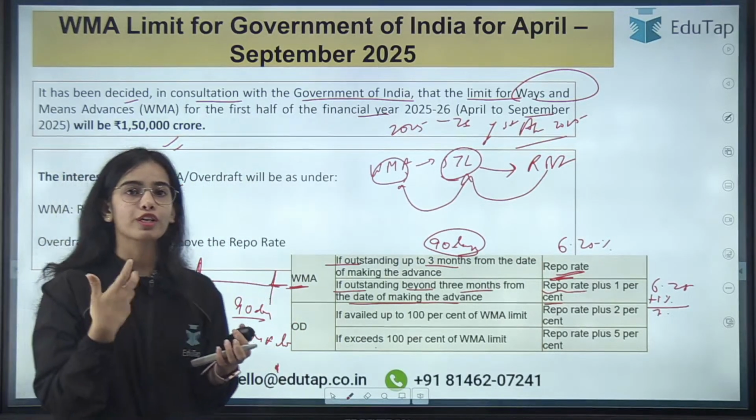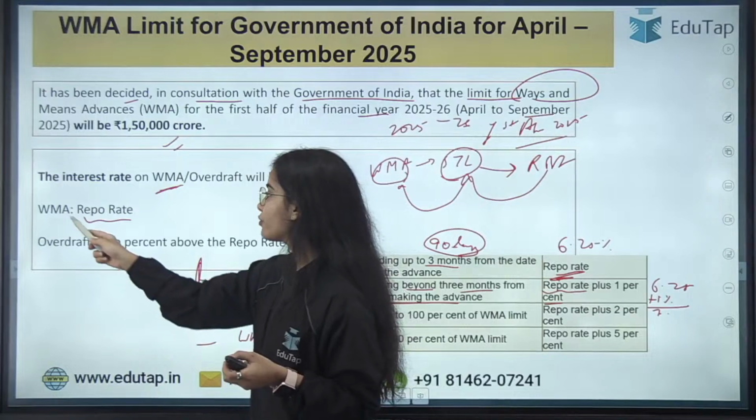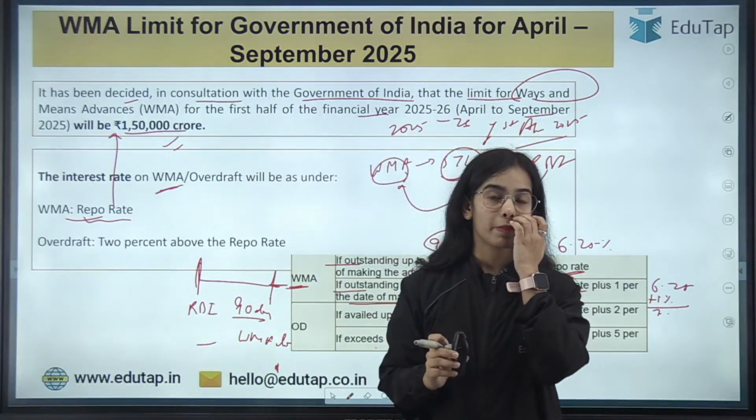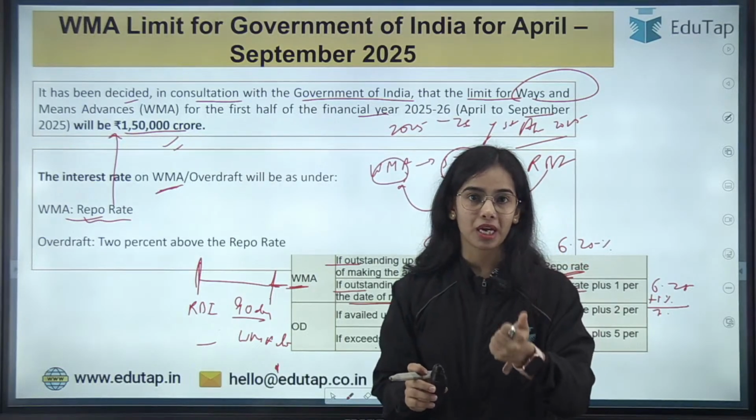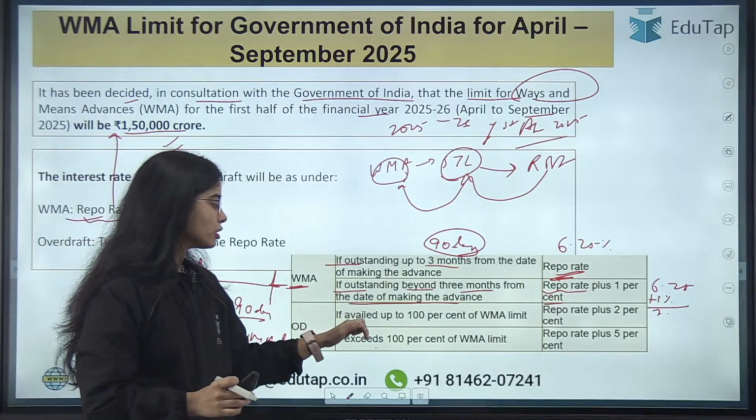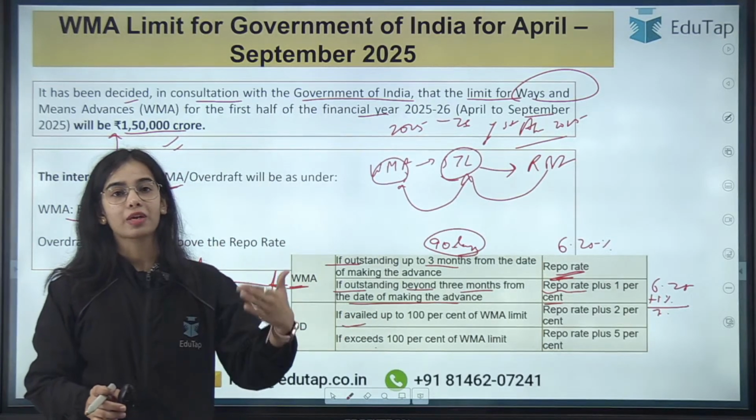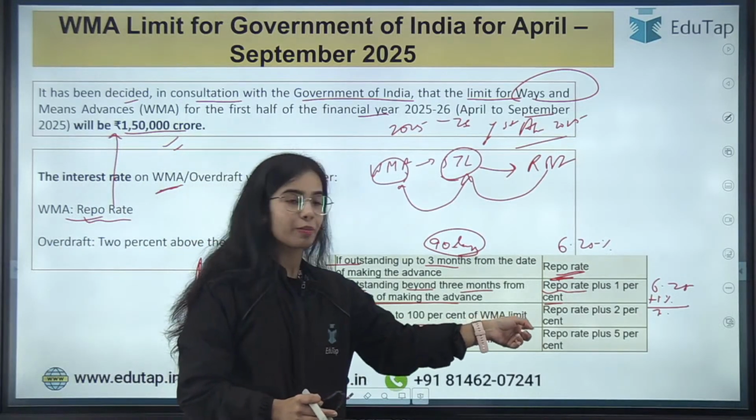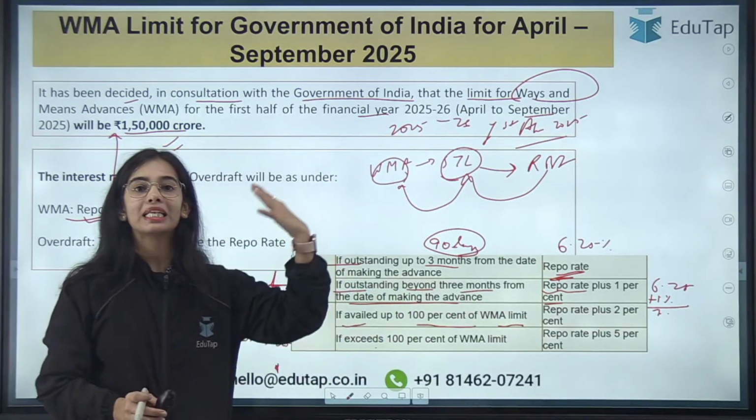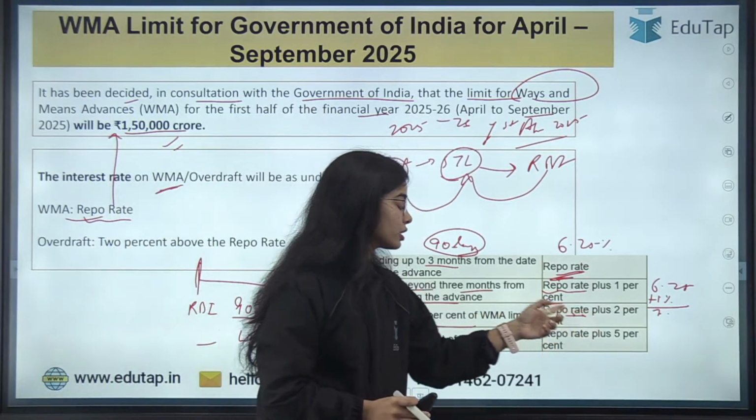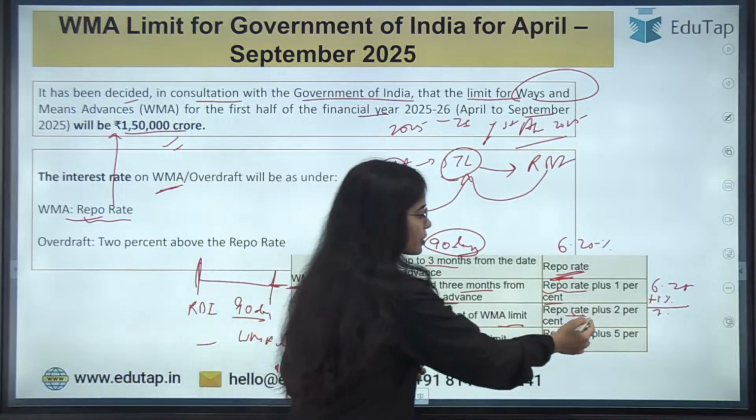Now overdraft, what is overdraft? Let's say the ways and means advances limit is 1,50,000 crores, but let's say the government is taking more money from the RBI, okay. So if the government is availing the overdraft, that means the government is taking more money up to the limit of 100% of WMA limit. Then on the more money that is taken under the overdraft, the interest rate charged will be repo rate plus 2%.